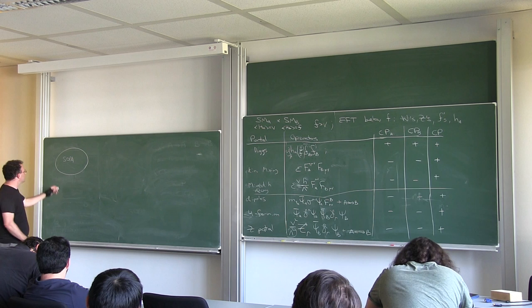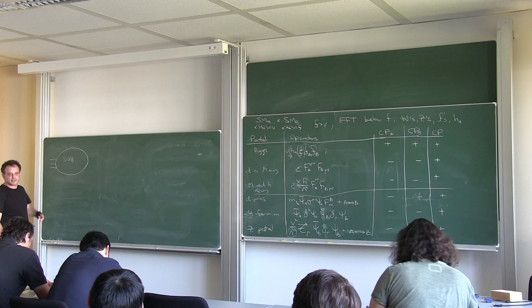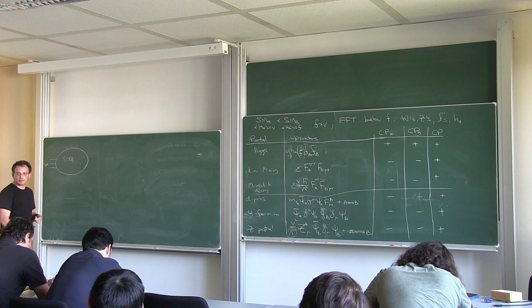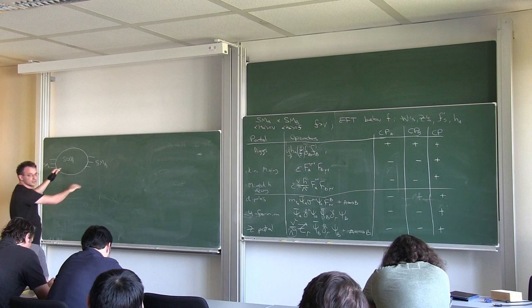It's a gauged, strongly coupled SO8 sector of composites that mix through partial compositeness with fundamental fermions and fundamental gauge bosons. So this is a cartoon of it. I'm sorry, I'm not going to write any equations. There are these two standard models that both mix into this strongly coupled sector.